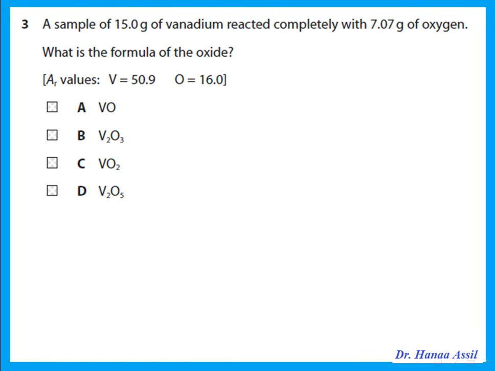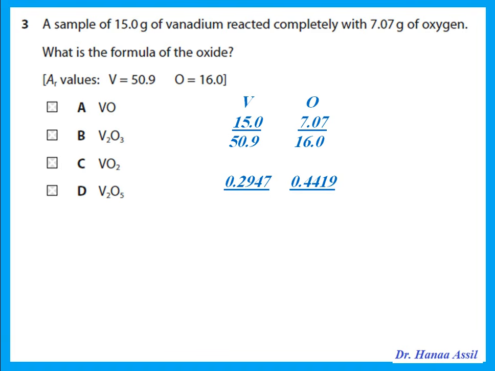Okay. Question 3 says a sample of 15 grams of vanadium reacted completely with 7.07 grams of oxygen. What is the formula of the oxide? Of course, when he says what is the formula of the oxide, then he's asking you to get the empirical formula. Now, how do we get empirical formula? We said we write the masses or the percentage. Sometimes he gives you percentage and sometimes he gives you masses. The first thing you do is divide by what? The mass number of each one, which he already gives you, or you can get it from the periodic table if he does not give it to you.